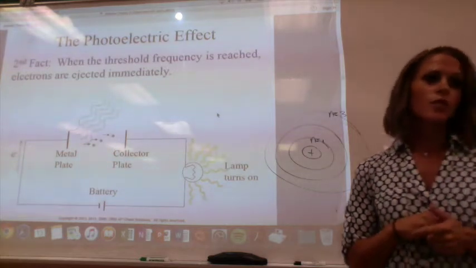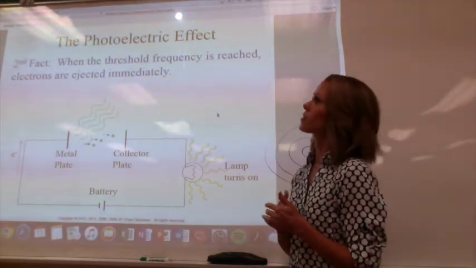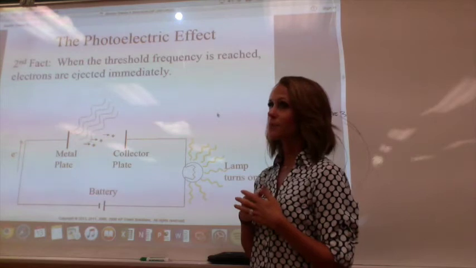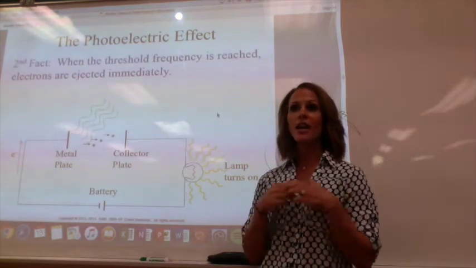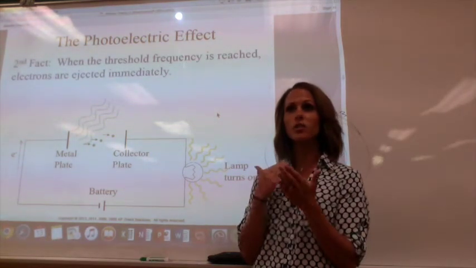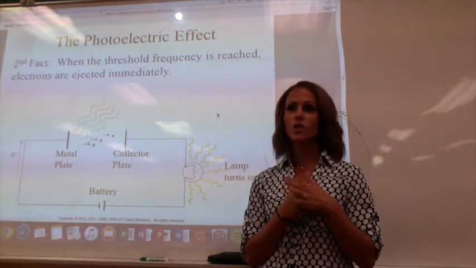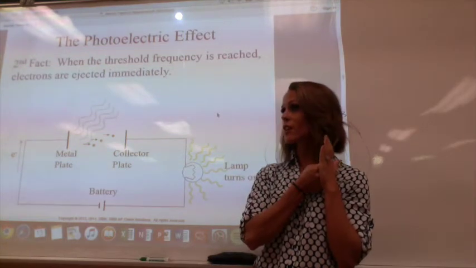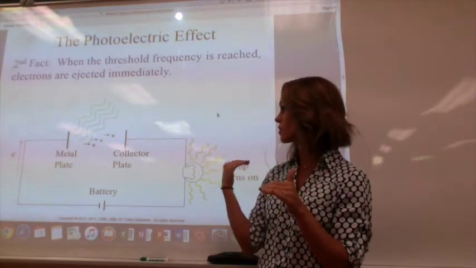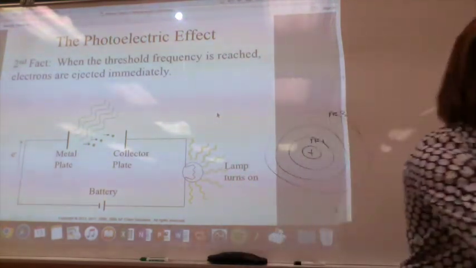The next one says, when the threshold frequency is reached, electrons are ejected immediately. So it doesn't matter how intense that light is, as soon as you supply enough energy, you're going to knock those electrons loose. So you hit that punch hard enough with enough energy, you've met the threshold, the electrons jump, and the lamp turns on.